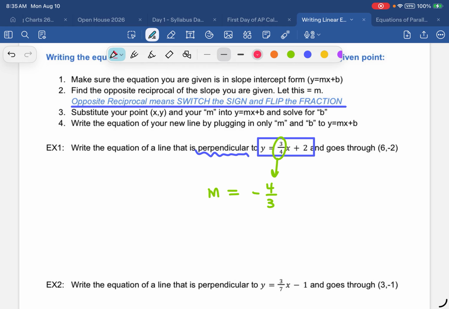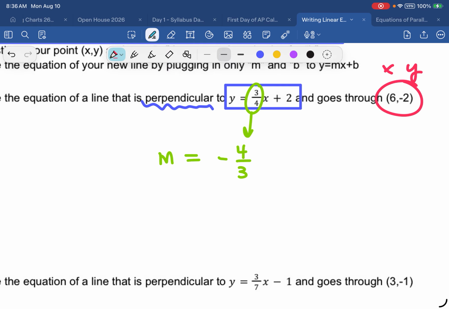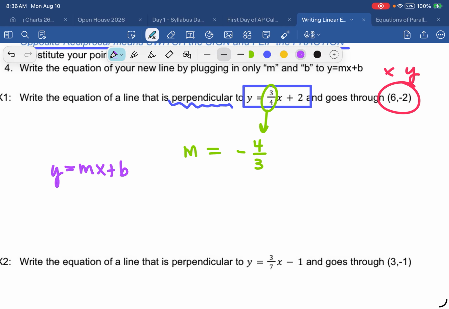And then for our x and y, we're going to do that the same way. We're going to see the point that we needed to go through and use those numbers for x and y. So the only change here is that the slope we use for our answer has to be opposite sign and flipped from the one they give me. The rest is the same. So we write out our y equals mx plus b and plug in what we know to find what we don't. So we're going to plug in -2 for y and 6 for x. We've got our slope is -4/3. And now we just solve for b.